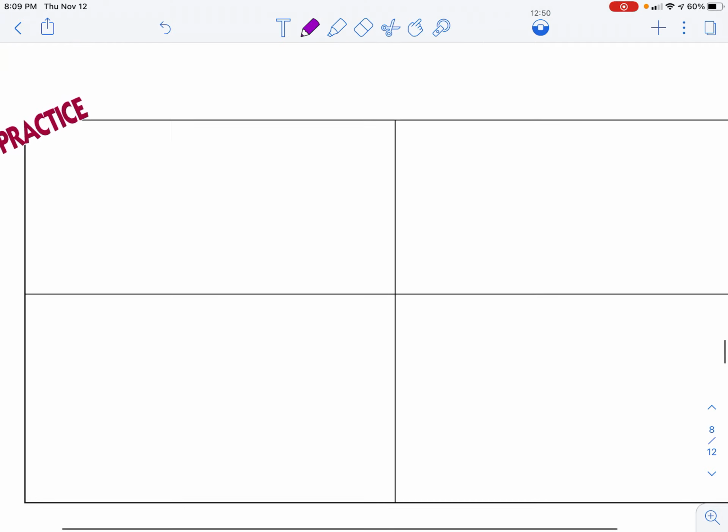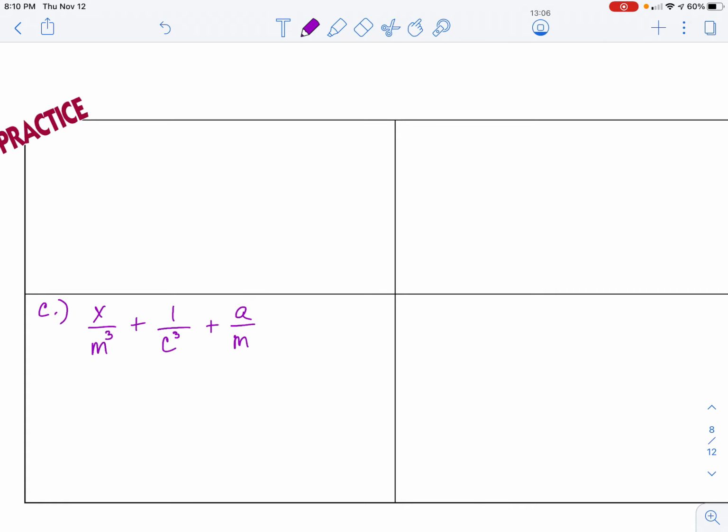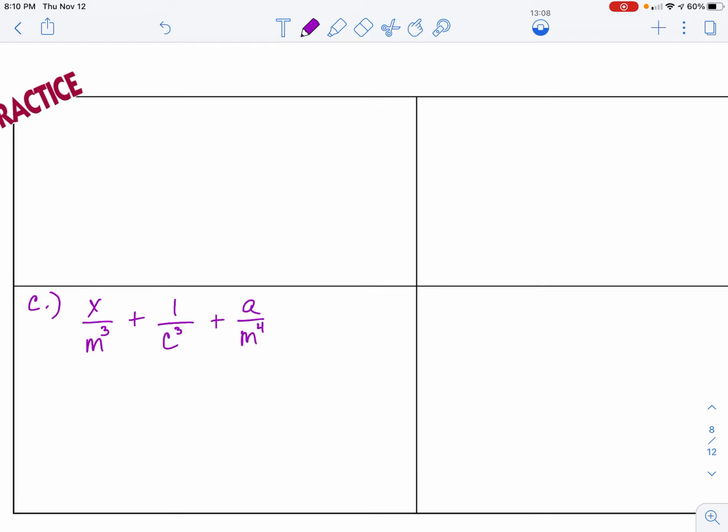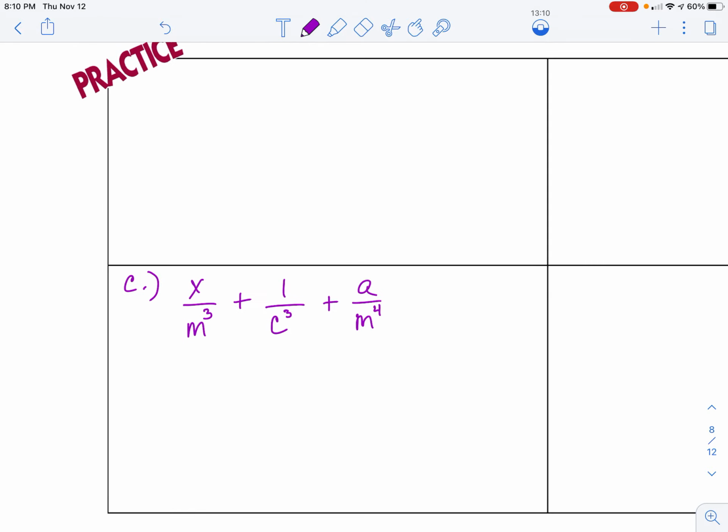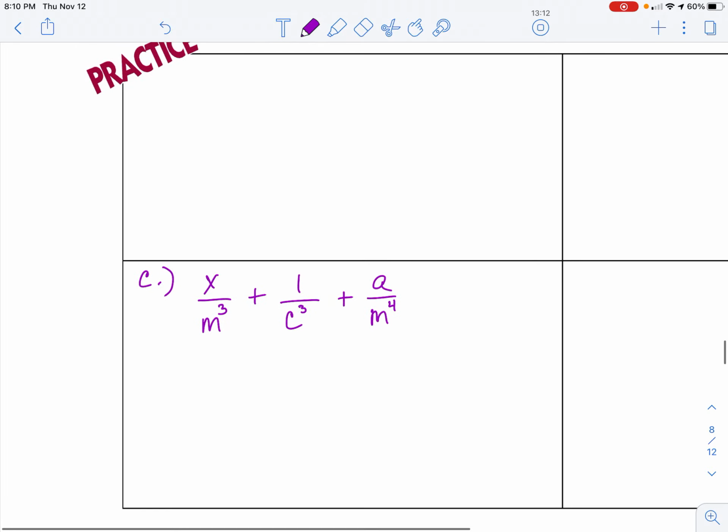Okay, so let's do C. C is going to be a little bit more tough. We have x over m to the third plus 1 over c to the third plus a over m to the fourth. Okay, so none of those denominators are the same. So we need to figure out how to make them the same.